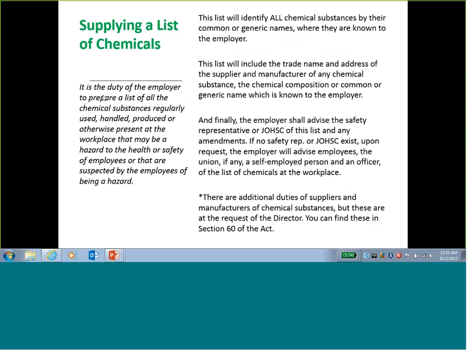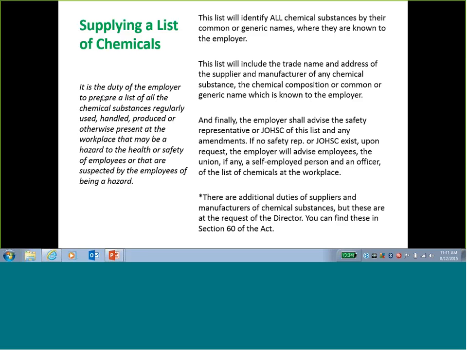This list must identify all chemical substances by their common and generic names, where they are known to the employer. So you notice it says all chemicals. Sometimes we have chemicals that are not WHMIS controlled, but all chemicals have to be identified under the Act, and they may not be covered under WHMIS. So that's a bit of a distinction there. This list will include trade names, the address of the supplier, the manufacturer of any chemical substance, the chemical composition, and the common or generic name which is known to the employer.